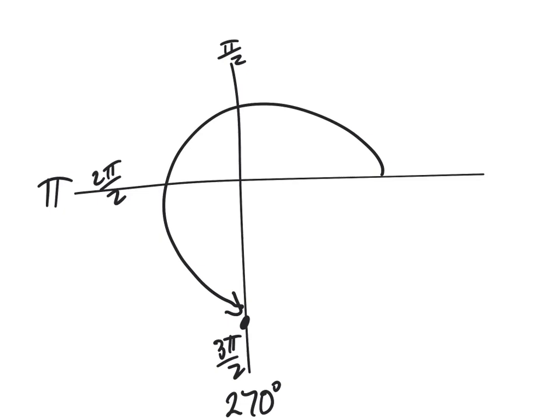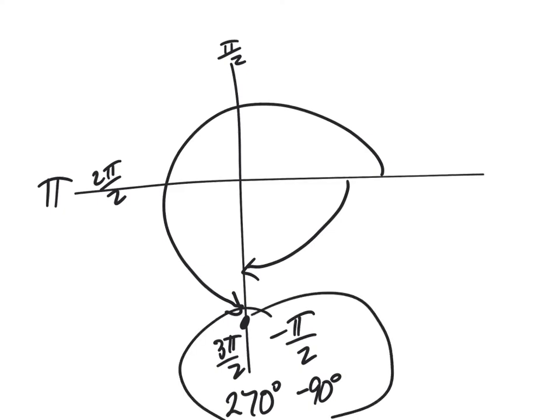Yes? Yes, negative pi over 2, because there's different directions you can go. And last, let's do it with the negative degrees. Negative 90. 4 names for the same spot.